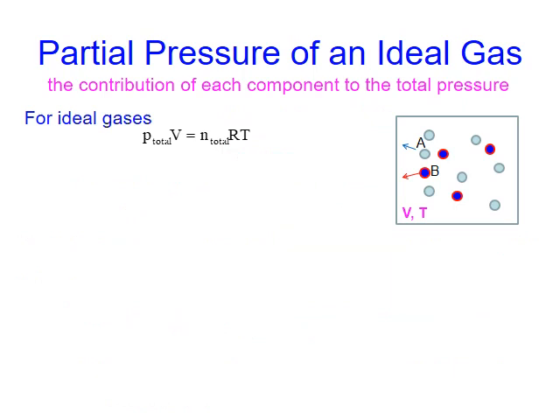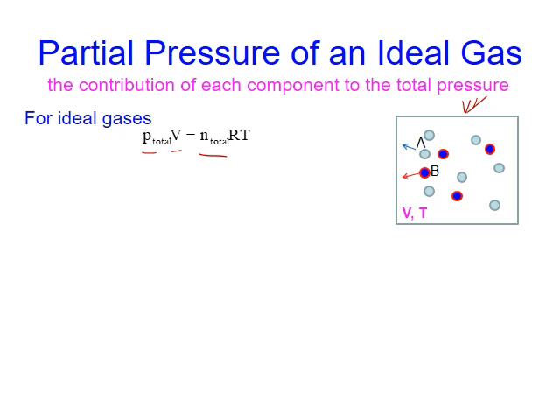So far we have discussed the properties of a pure ideal gas. What happens if we have a gas mixture? For example, in this container, we have a mixture of A and B molecules. Now, because both are ideal gases, they have no difference, so we can combine them together as total number of moles times RT equals total pressure times the volume of the container. And that's the ideal gas law.